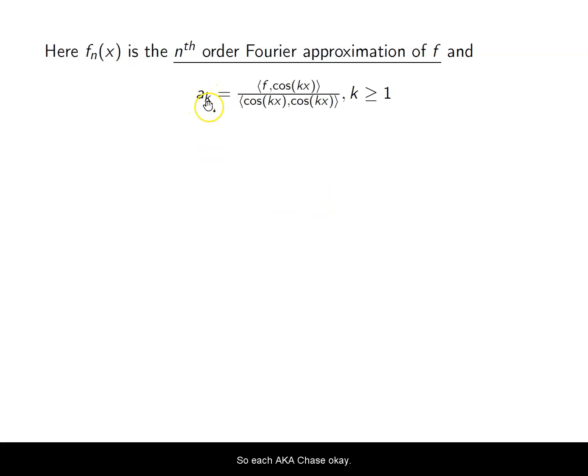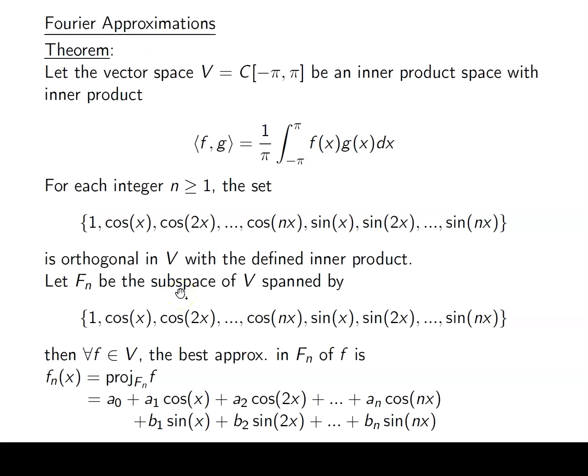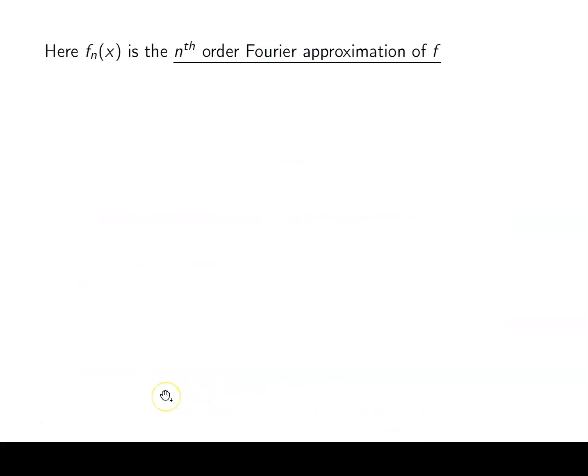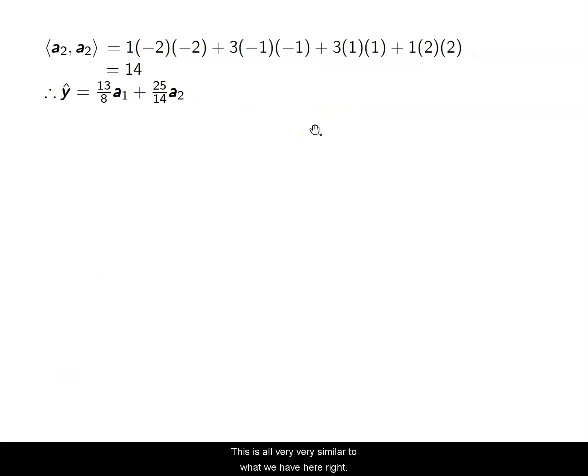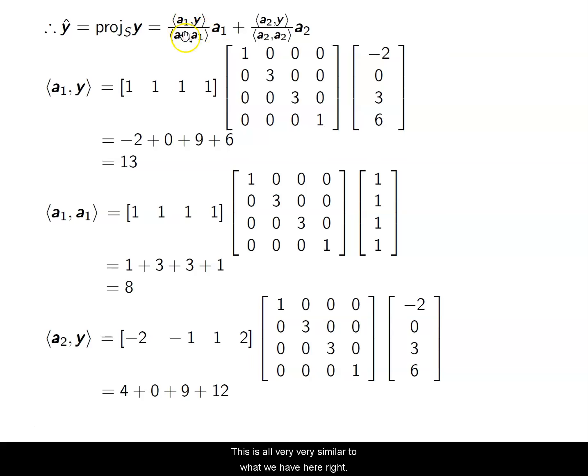So each a sub k, all the ones that are associated with the cosine function, these are like my C0 and my C1 in my last example, will be given by the inner product of that function with its basis function divided by the norm of that function, right? So again, this is all very similar to what we had here. The C1 was given by this, the C0 was given by this. It's the same thing.